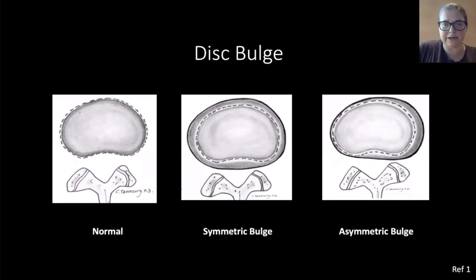So again, back to schematic, normal disc doesn't extend beyond the margins of the disc space or the margin of the vertebral body. This is a symmetric disc bulge, again, at least a couple of millimeters beyond the normal confines of the disc space, and this is symmetrical. If we divided this into 4 in all quadrants, you'd have a fairly symmetrical bulge of that disc.